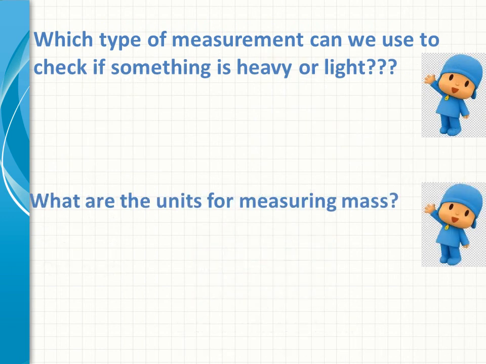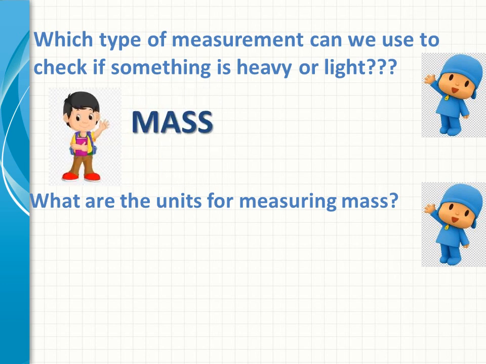Look, which type of measurements can we use to check if something is heavy or light? That's what I asked earlier. How will you know if something is heavy or light? The kind of measurements we use is mass. The kind of measurements we use to know if something is long or short is length. But the one you use to know if something is heavy or light is mass. So now what are the units for measuring mass?